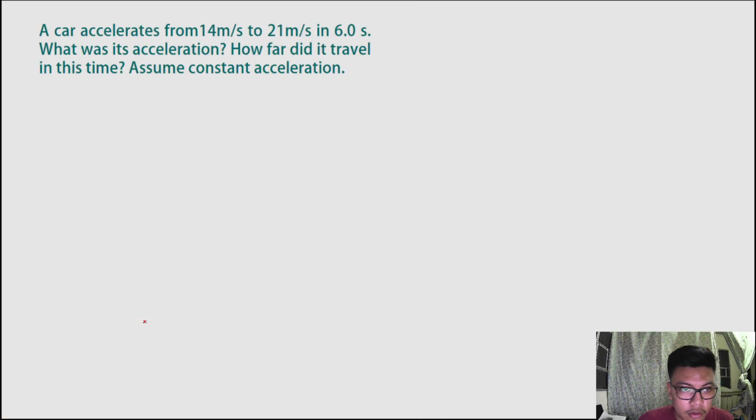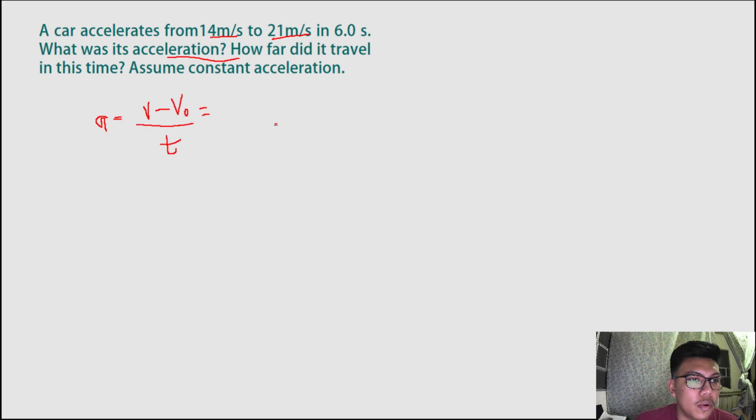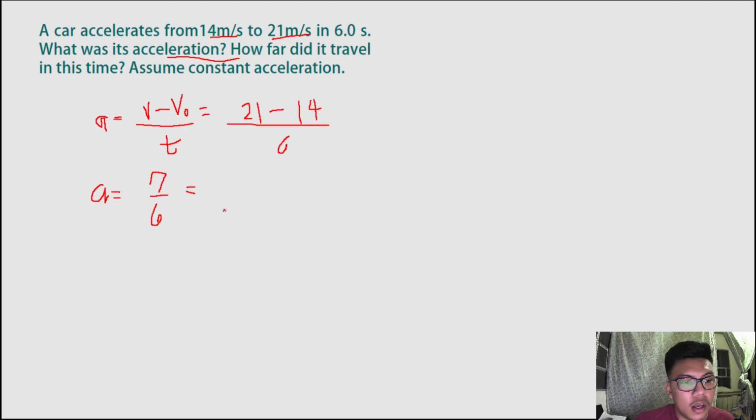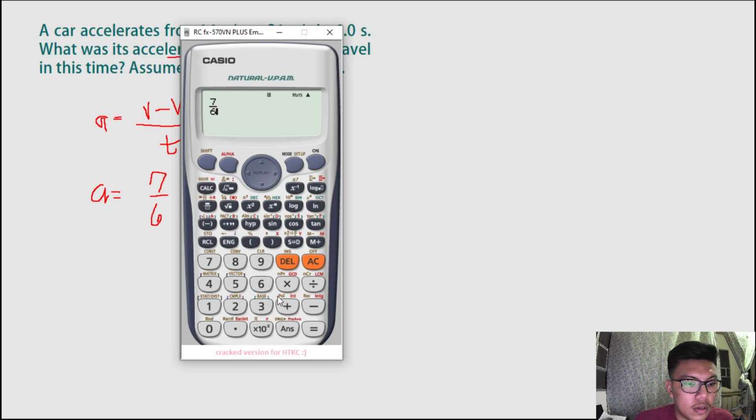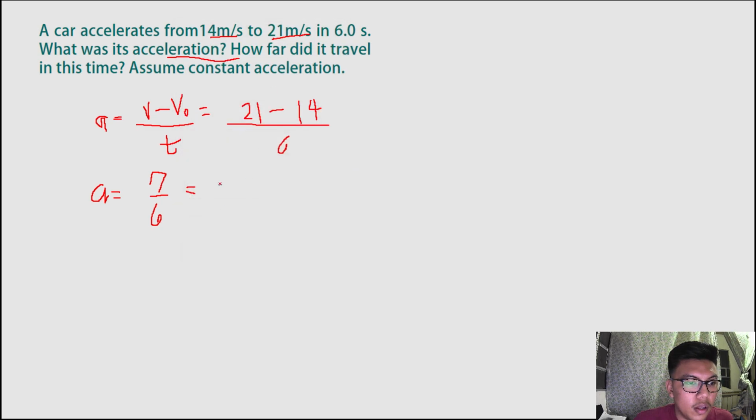Okay? So let's try to solve a problem. A car accelerates from 14 meters per second to 21 meters per second in 6 seconds. What was its acceleration? Okay? So acceleration natin daw is equal to V minus V sub O all over T. So initial velocity mo is 14, final velocity is 21. Okay, all over time is 6. So we have acceleration is equal to 7 over 6, which is equal to 1.17 meters per second squared.